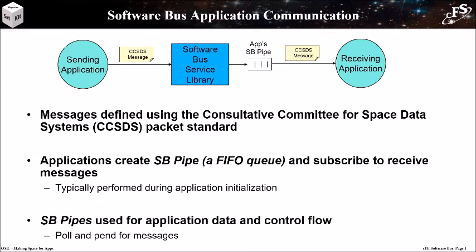Note that SB pipes can also be used for control flow because receiving apps can pend or poll for messages, in other words, blocking or non-blocking in terms of execution.